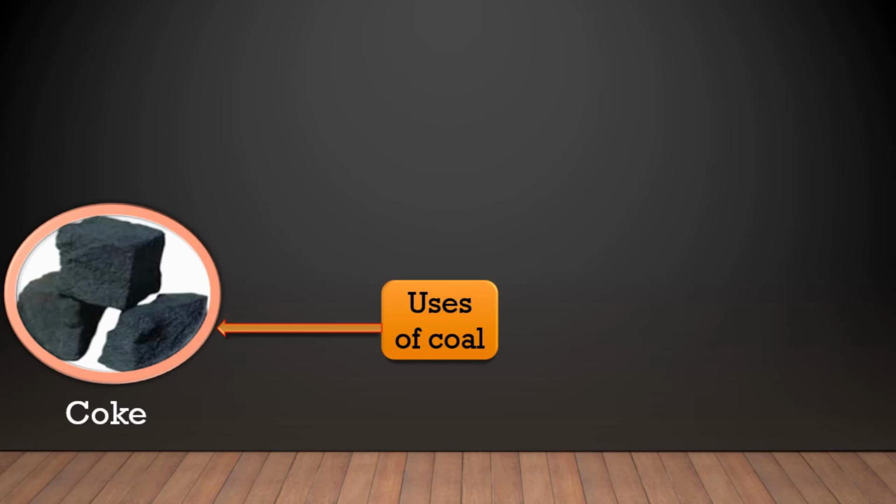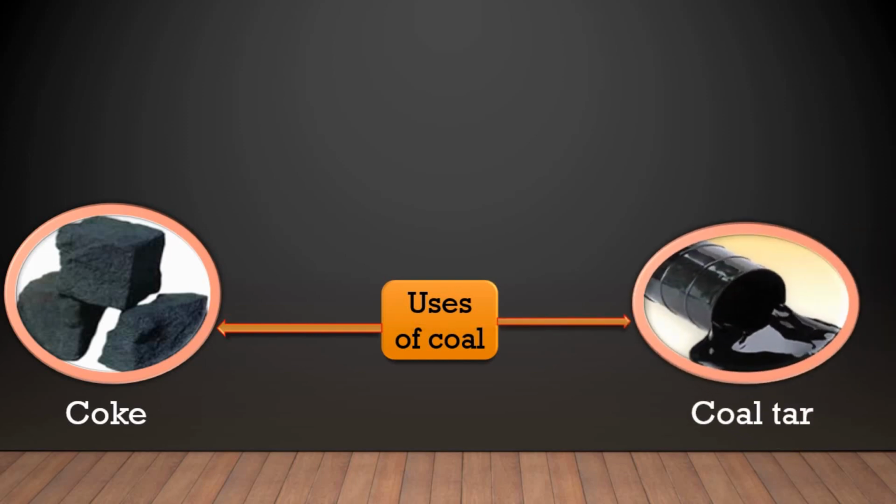Coal tar is a thick dark liquid which is a byproduct of the production of coke and coal gas from coal. It has both medical and industrial uses. Coal tar is widely used to manufacture paints, perfumes, synthetic dyes, etc.